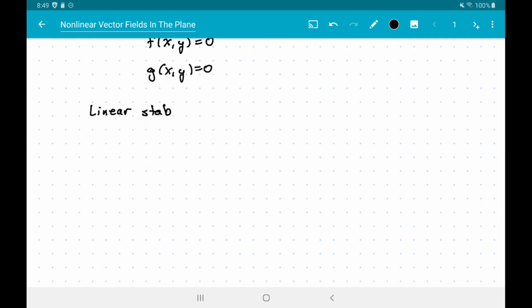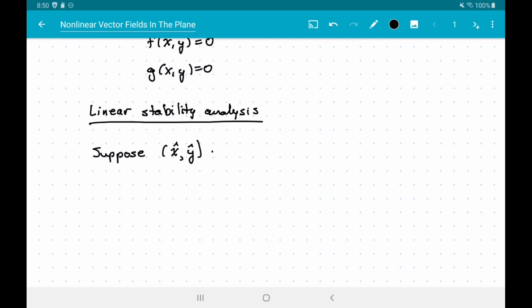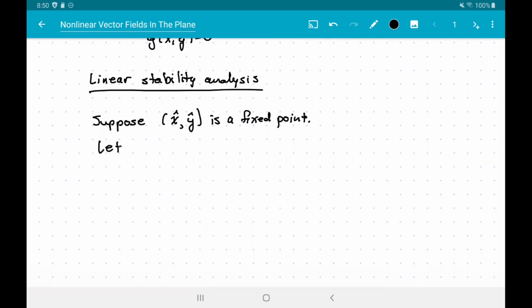Now we have linear stability analysis. So suppose, let me call it x hat and y hat, that this is a fixed point. Now I'm going to let x equal x hat plus u and y equal y hat plus v. Oops, that should be a v. So u and v are functions of time t, just like x and y are.